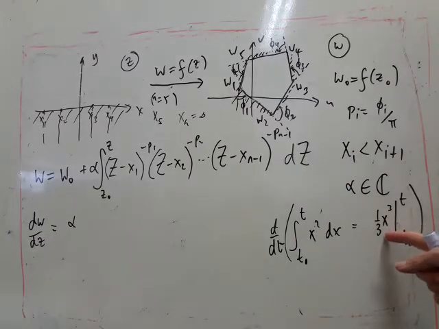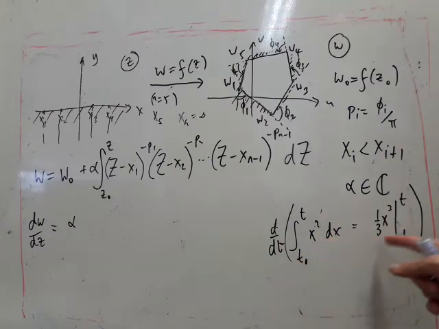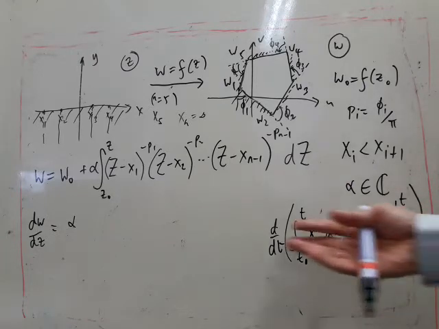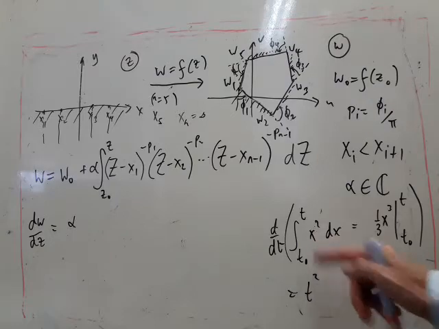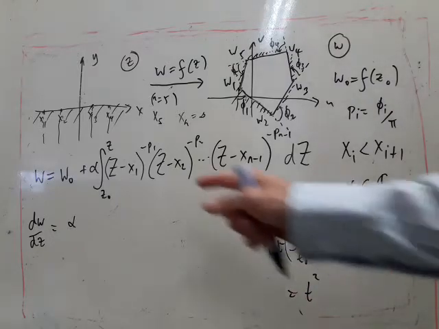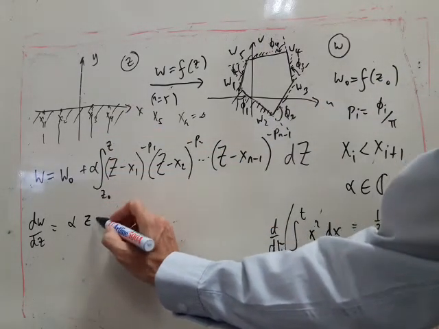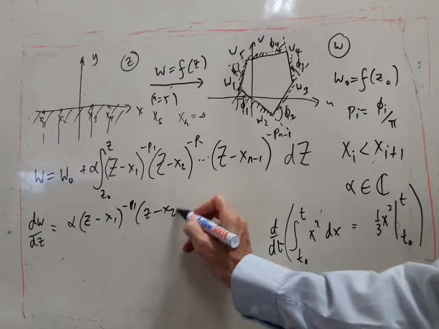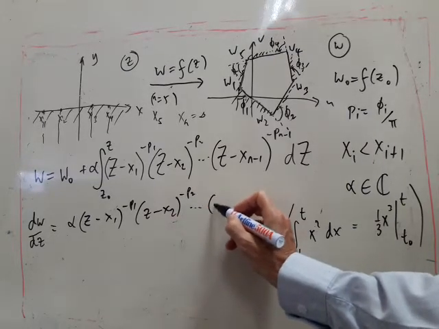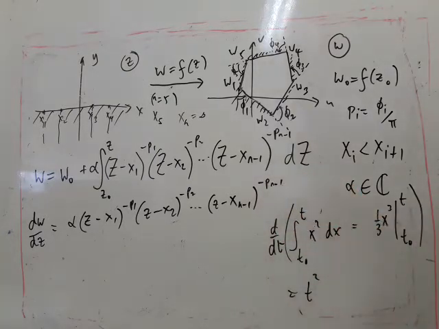So effectively what happens is the t0 disappears when you differentiate with respect to t. You've done the integral of x squared, you get this, but then you substitute in the t into the x squared, but then you differentiate again with respect to t. So in fact what you end up with is just, in this case, t squared. So we're going to end up with this thing, but with little z instead. So we end up with z minus x1 to the minus p1, z minus x2 to the minus p2, dot, dot, dot, little z minus xn minus 1 to the minus pn minus 1.